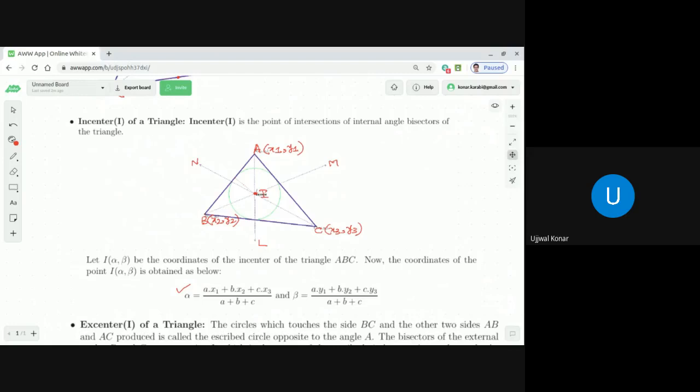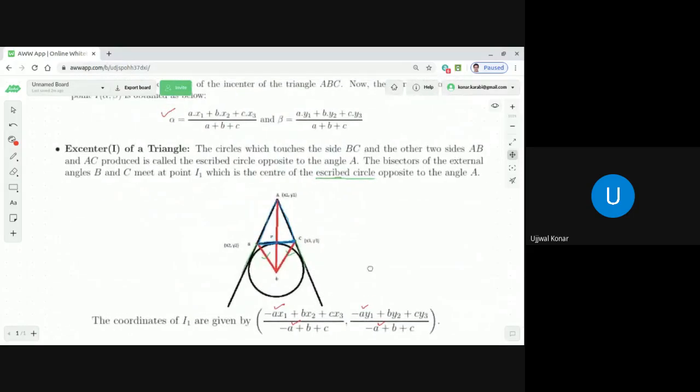Next, we discussed the excenter. What is an excenter? There are three circles possible; you have three escribed circles. If we discuss just one, suppose we construct a circle which touches the side BC and also the sides AB and AC, but they have to be produced, meaning extended so that the circle can touch them. You can construct the circle touching all three sides BC, AB and AC extended. Then the center of that circle is called the excenter.